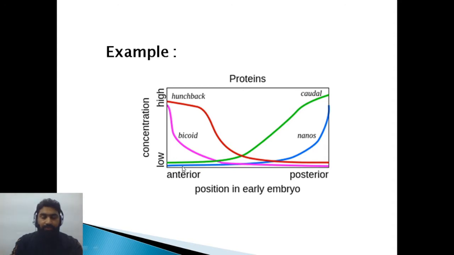As an example only, these chemical substances can be called factors. Their concentration is higher at one end and lower at the other end. In between, for example at the middle portion of the embryo, the concentration of all these chemicals is in a moderate amount, isn't it? So this is the gradient, and this can be called the gradient theory.